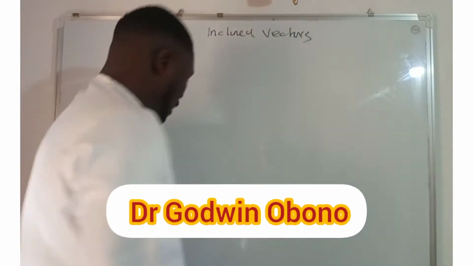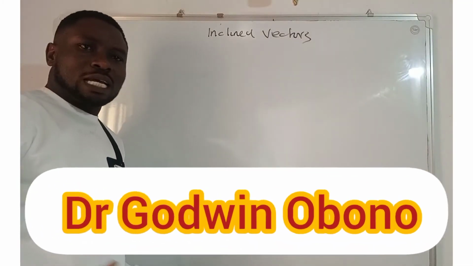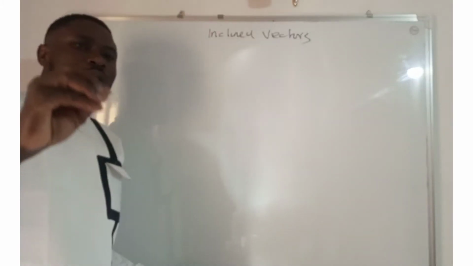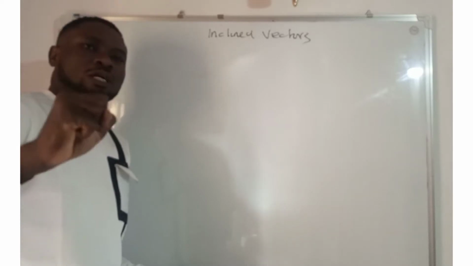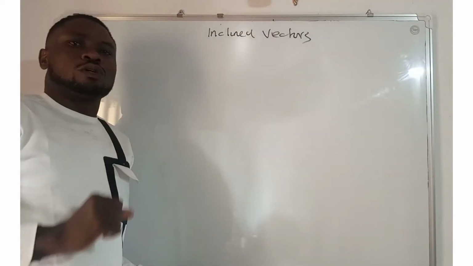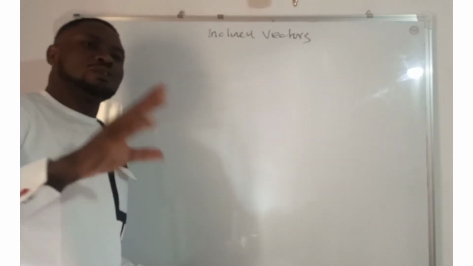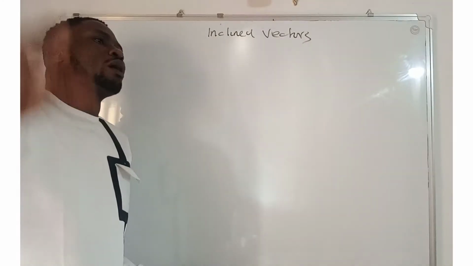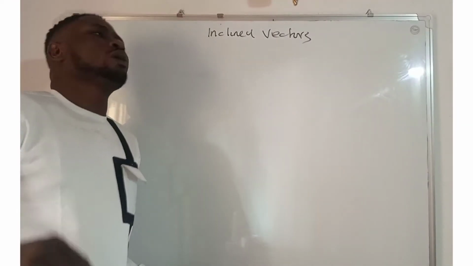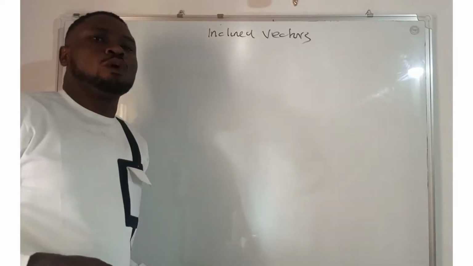Now, when do you say that vectors are said to be inclined? I told you what you will see when a vector is perpendicular, when to say vectors are perpendicular, and when to say vectors are parallel. Today I want to tell you how to know that the vectors or the equation given to you is a case of inclined vectors.